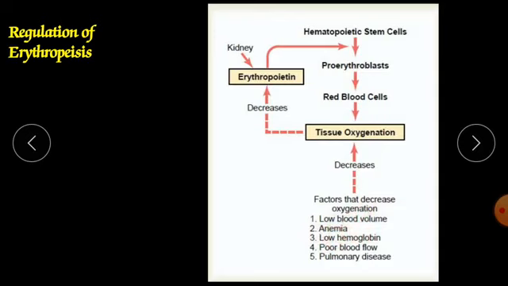In this condition also the RBC count declines, and due to which the oxygen level decreases. Low hemoglobin: if you have a lower hemoglobin percentage in your body, it is also one of the reasons for less oxygen in your body. Poor blood flow: if you have less blood flow, less blood volume, it is also responsible for less oxygen.